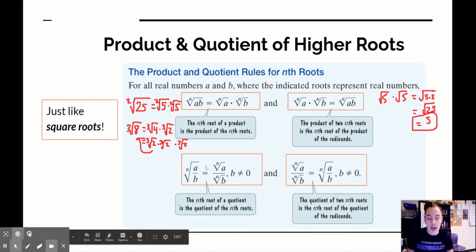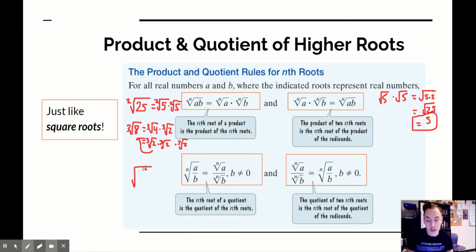Right here, this one down at the bottom, that just means this. So if I have radical 3 all over 4, what this equals is radical 3 all over radical 4. And then I can simplify even more because I know radical 4. So this would be radical 3 all over radical 4 is 2. Okay, so that's what that property says.